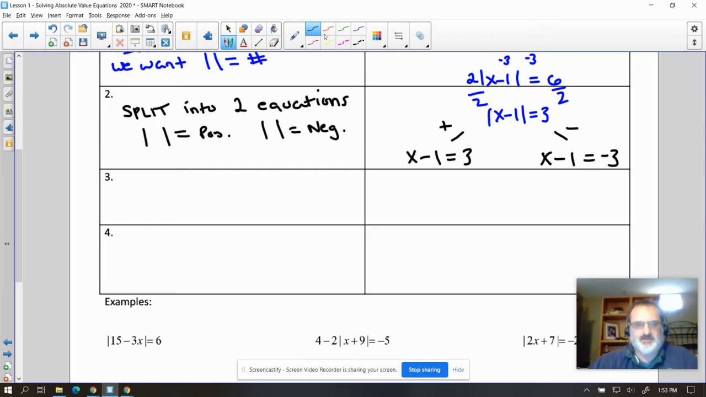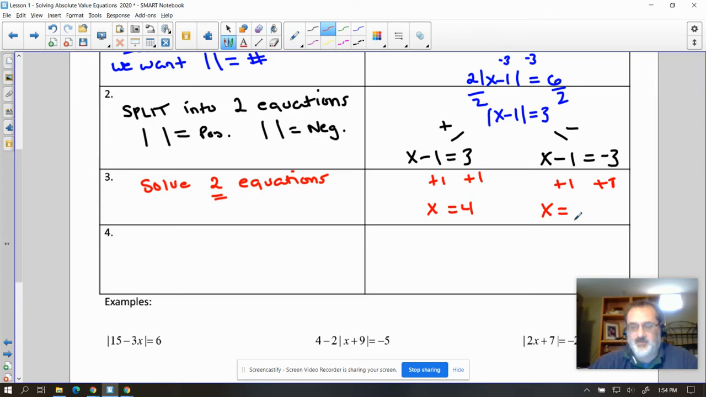All right, next step, solve the two equations. These are pretty simple equations. I just add 1 to both sides in this one. So x equals 4. And this one, I would add 1 again to both sides. So it doesn't really change. But the answer actually changes because 3 plus 1 is 4 here, but negative 3 plus 1 is negative 2 here. So I now have my two solutions.